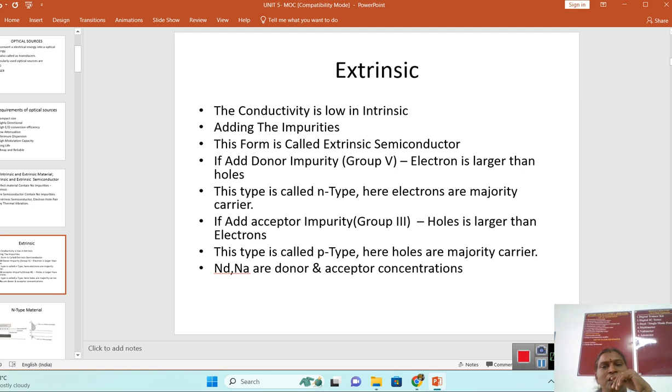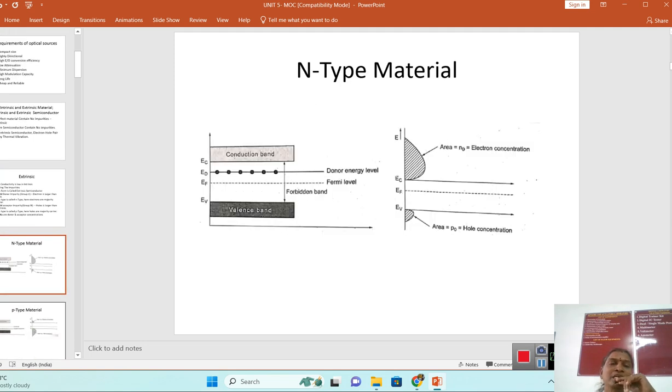And the next one is an acceptor impurity. It means that group 3 elements have 3 valence electrons in the outermost shell. Here holes are larger in number than the electrons. So this type of semiconducting material is nothing but a P-type material. Here holes are the majority carrier, and we can consider Nd and Na as the donor and acceptor concentrations. This is an N-type material.